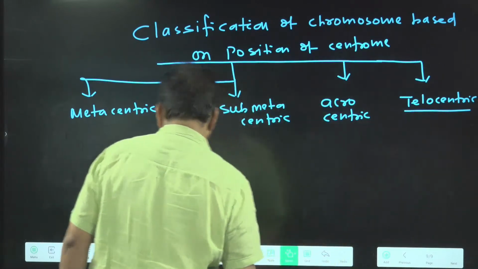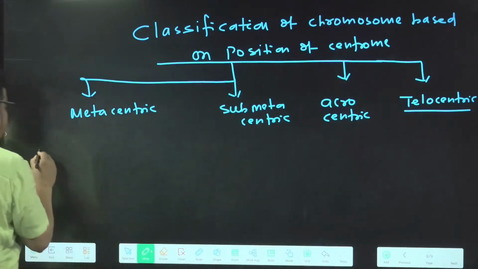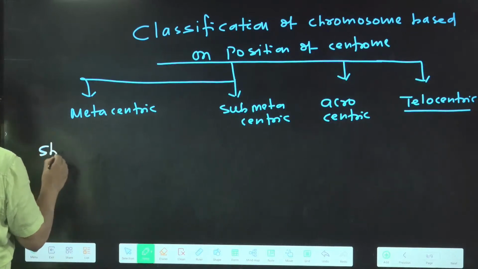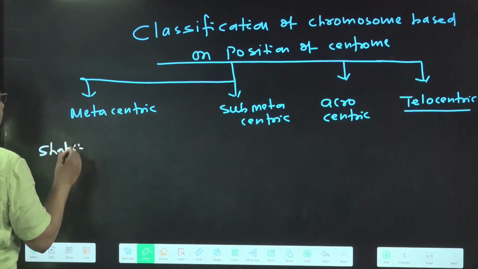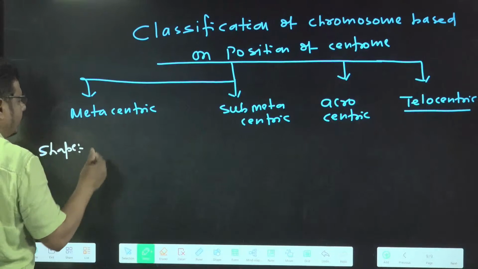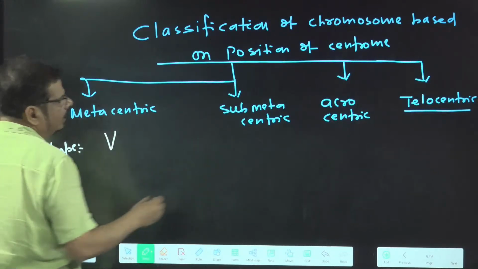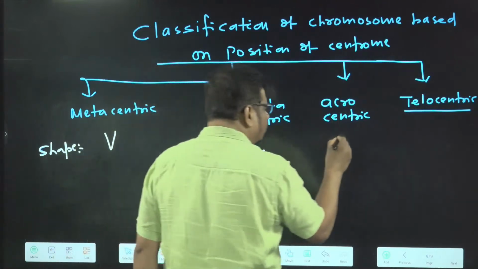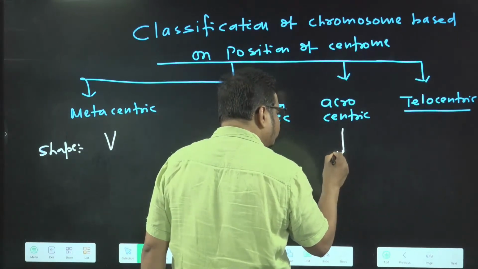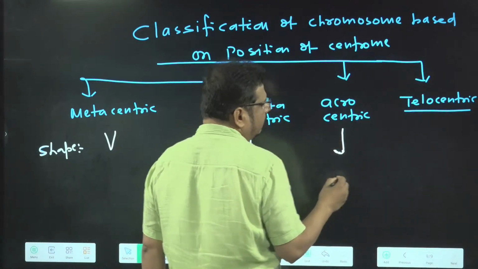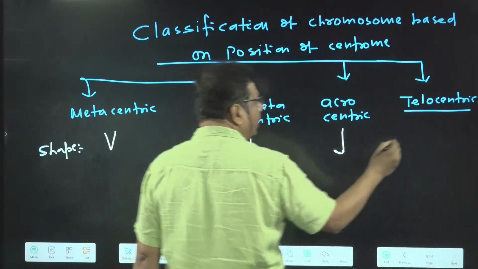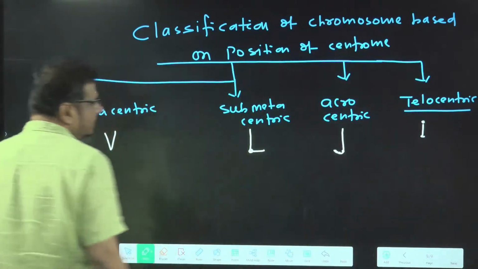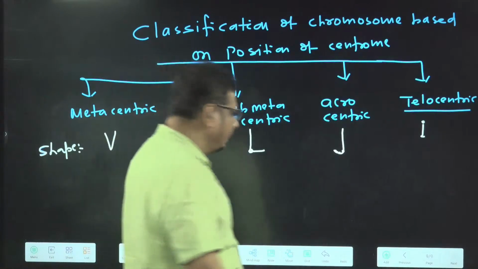Now I am writing about this. First I am writing about the shape of all these. Shape we study in which stage? Anaphase stage. I will tell you how. So metacentric has V shape. Submetacentric has L shape. Acrocentric has J shape. And telocentric has I shape. So V shape, L shape, J shape, and I shape.